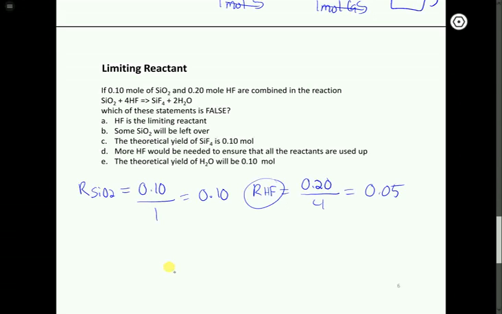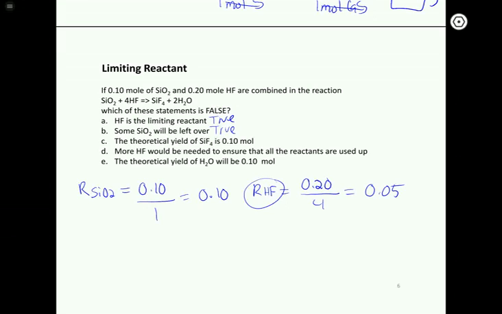So choice A is true. And if choice A is true, then choice B must also be true. So choice B says some SiO2 will be left over. If HF is the limiting reactant, that means SiO2 is the excess reactant. Whatever is not limiting has to be in excess. And so that means some of it will be left over at the end of the reaction. So this is also true. So choice A and B either have to both be true or both be false. They can't have one be true and one be false. They're sort of dependent on each other.